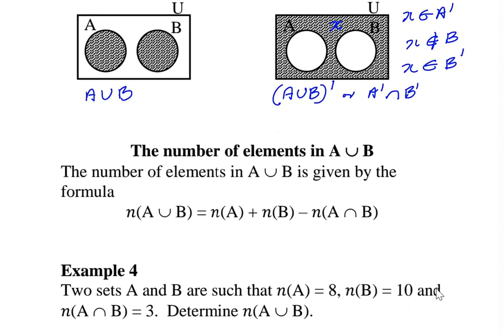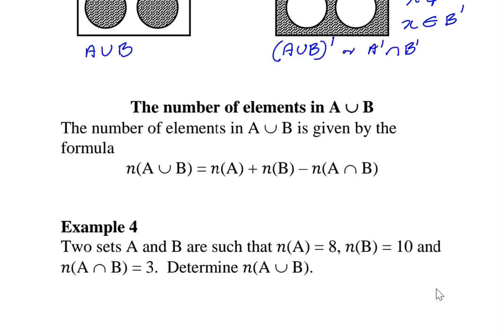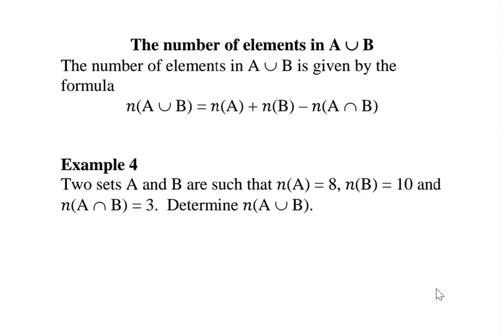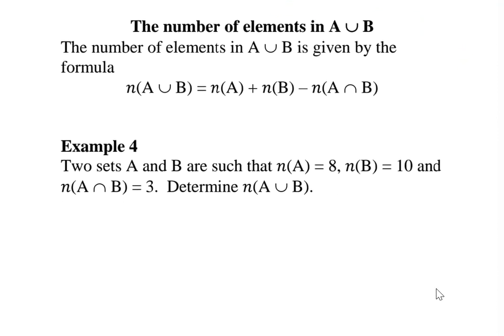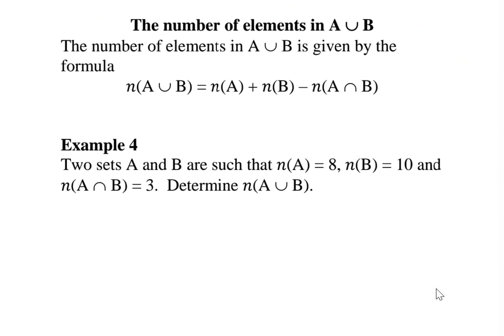Now, the number of elements in A union B is given by this formula. The formula says the number of elements in A union B is equal to the number of elements in A plus the number of elements in B minus the number of elements in A intersect B. All right, so this formula can come in handy, let's say, in a multiple choice question. Let's have a look at example 4.